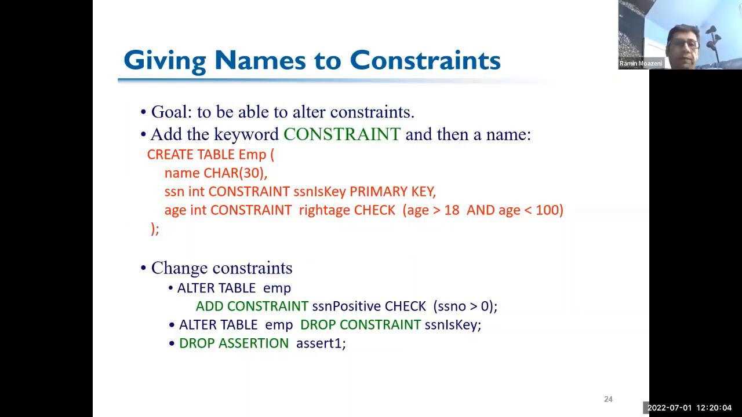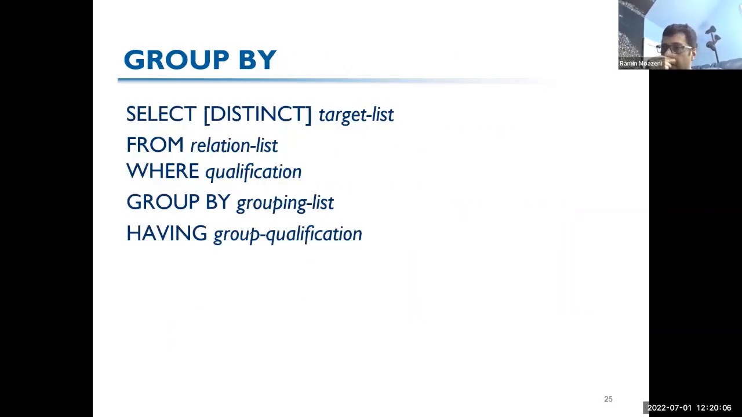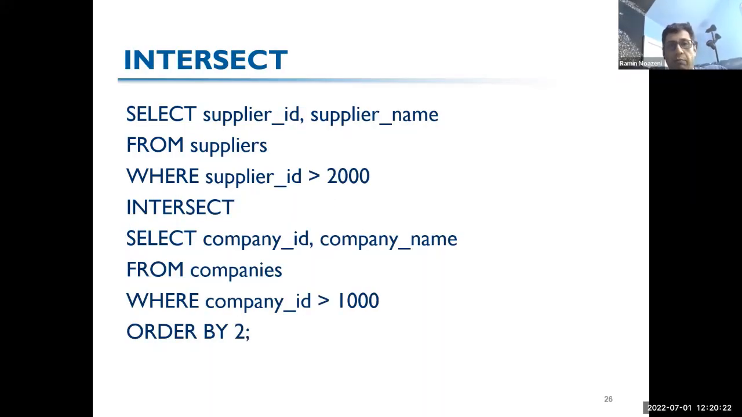Any question here? Okay, a reminder on the SQL syntax: select distinct is optional, target list, from relation list, where qualification, group by grouping list, having group qualification. Let's talk about this again. A reminder: examples of union, intersect, except. We've seen examples. Again, this is another one.